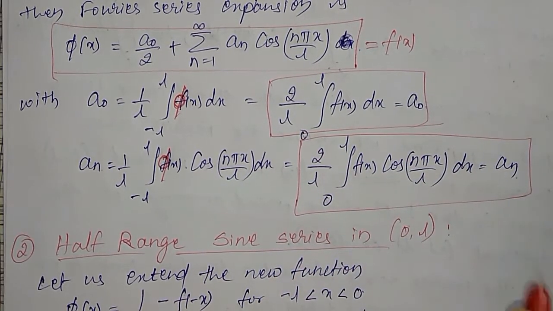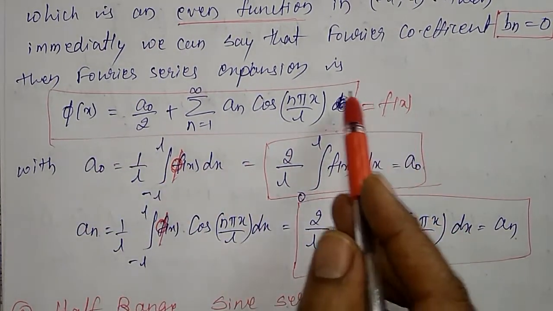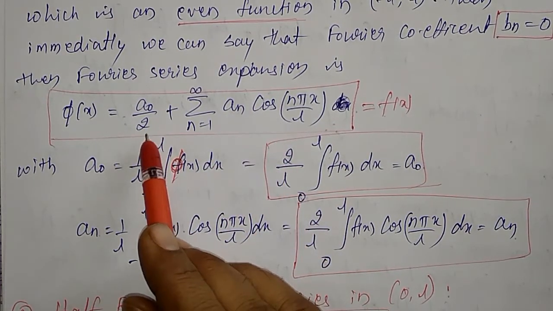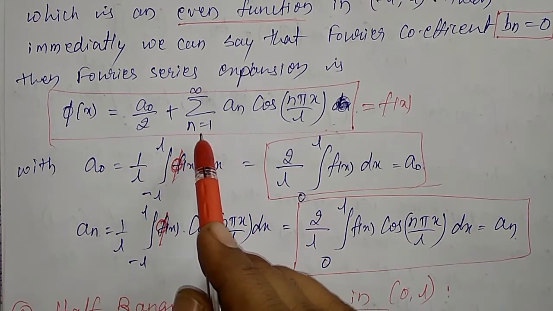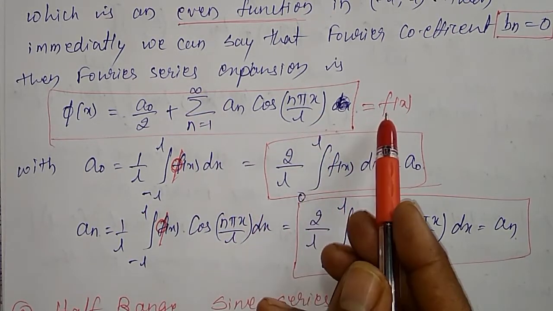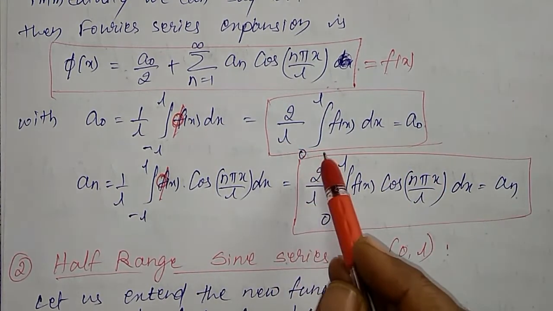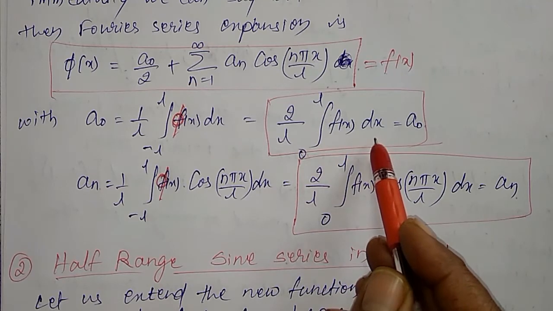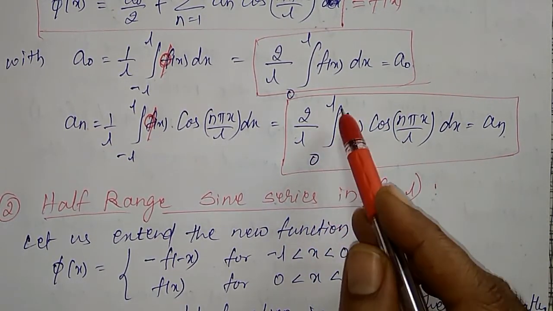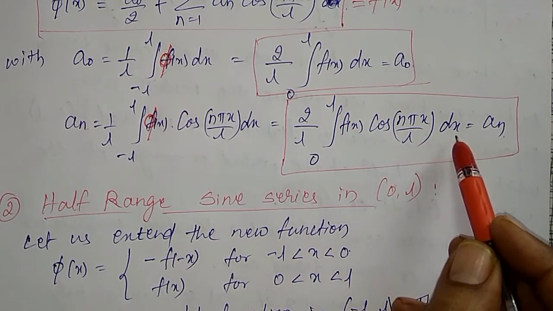Therefore, for a half range cosine series, I can define the Fourier half range cosine series, with only cosine terms, as a0 divided by 2 plus summation n equal to 1 to infinity an into cos n pi x by L equal to f of x. And the Fourier coefficient a0 I can define as 2 by L integration from 0 to L f of x dx. And an I can define as 2 by L integration from 0 to L f of x into cos n pi x by L into dx.